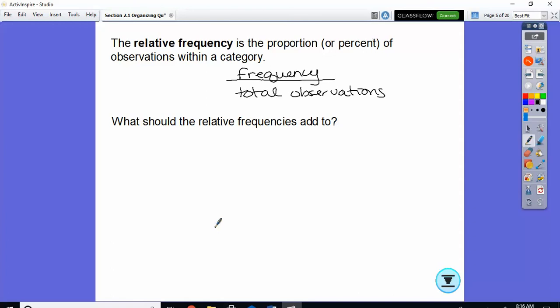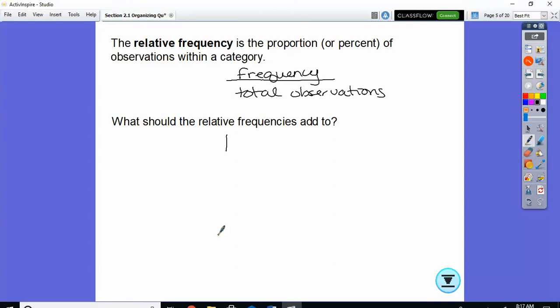What should all my relative frequencies add to? 100%. You could do them as percents, but I usually just keep them in decimal form. So 100% is what in decimal form? 1. So if we just keep these as decimals, it should always add up to 1.